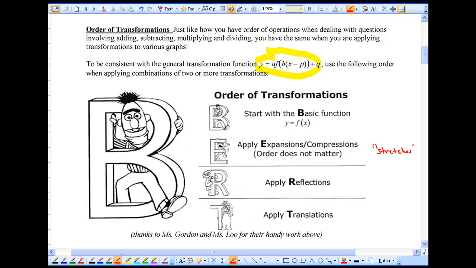Do that first. And then afterwards, if you could apply the reflections, just save the translations to the end. Okay? You follow this order, nothing will go wrong. You don't follow this order, can't tell you what might happen.